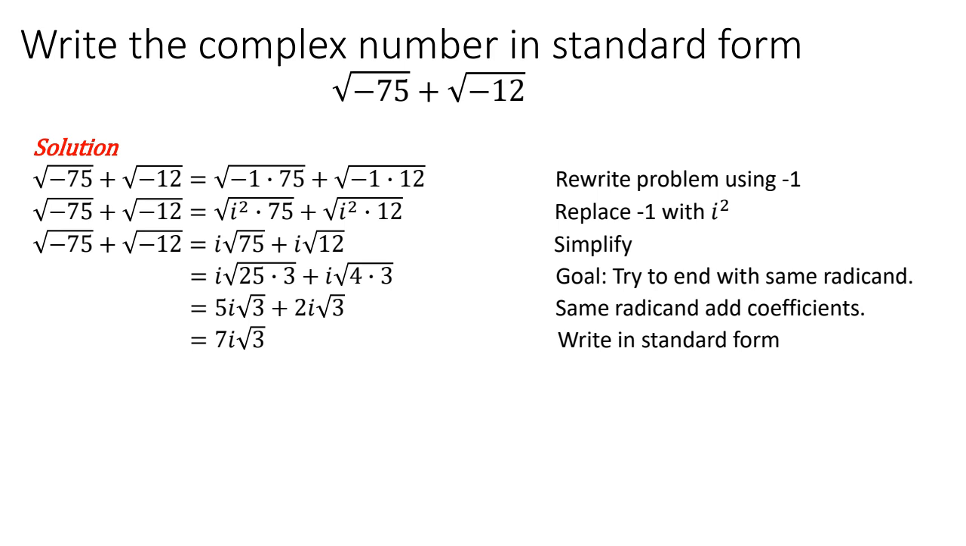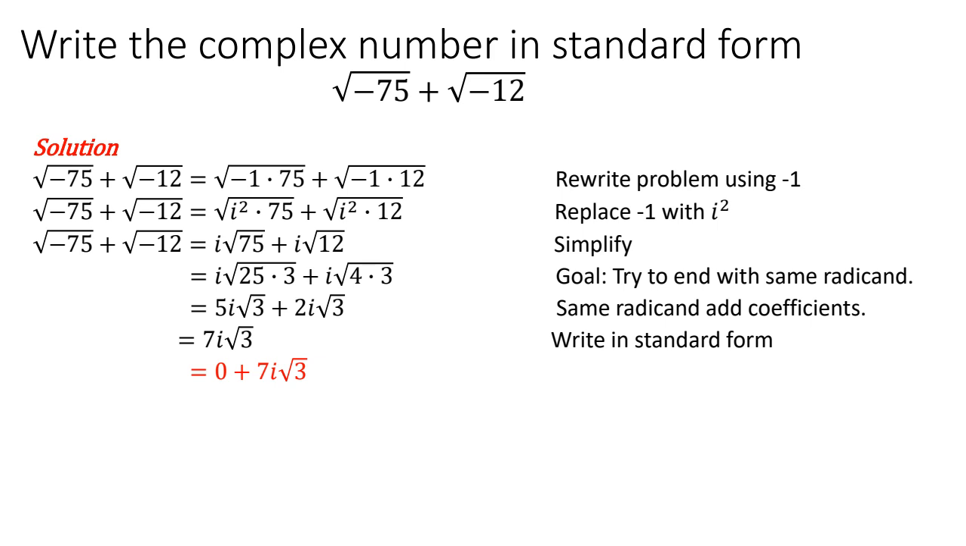Again, if I were to write this in standard form, the computer will accept that answer, no problem. But check with your teacher, who might always want you to write things in standard form. And the true form of this, which is good practice, would be: I don't have a real part, it's 0, but I have the imaginary part, which is 7i square root of 3.